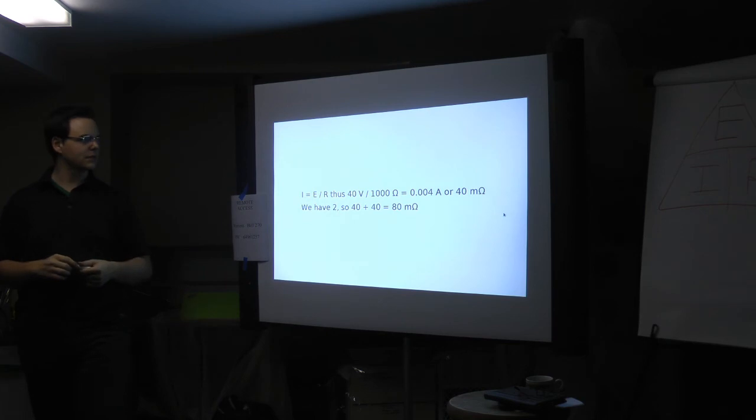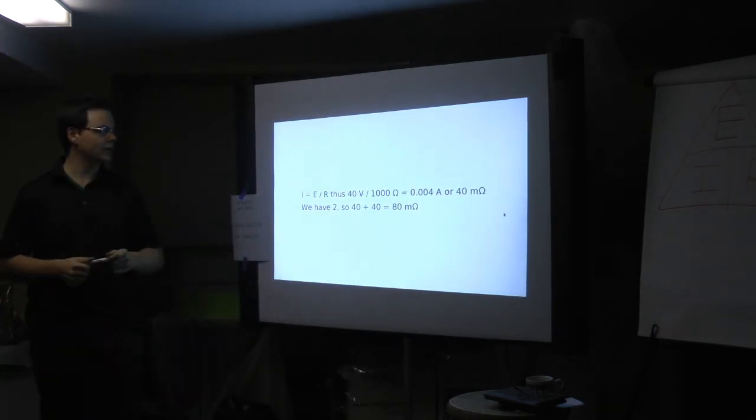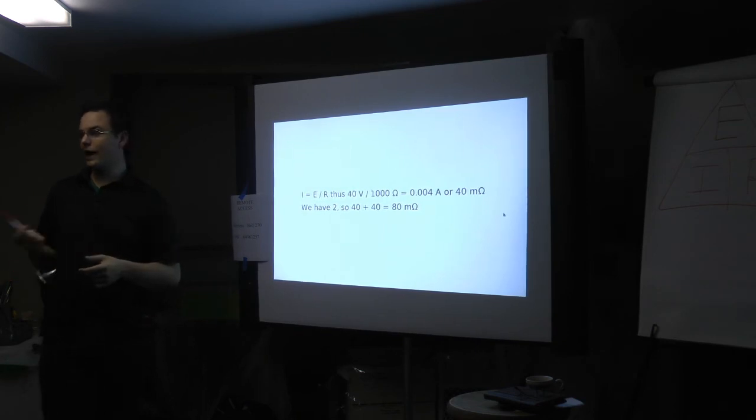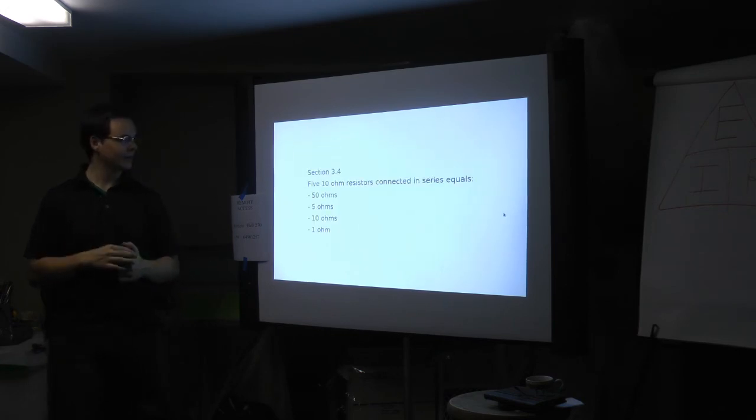40 milliamps. I don't know why I put amps, and then I put ohms in there for some reason. Ignore this ohm symbol, that's incorrect. So we end up with 40 milliamps. We have 2, so it's 40 plus 40. Remember, we add the current in each of the parallel circuits, which gives us 80. All right, next one.